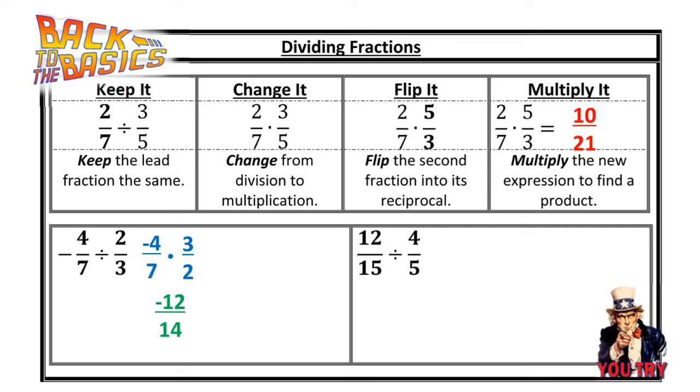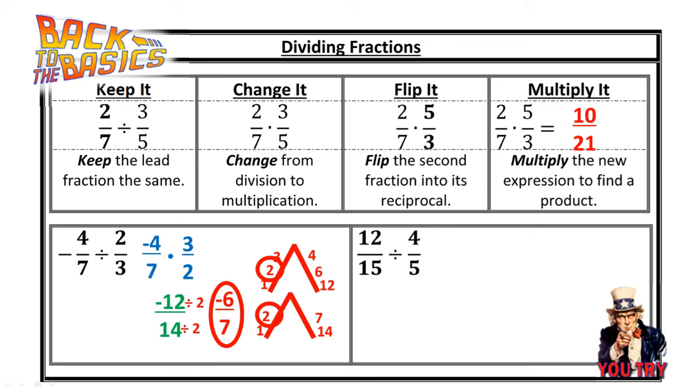-4 times +3 gives me -12. 7 times 2 gives me 14. And then I can just simplify from there. Take my factors for each. Find the number that is the biggest in both of these lists. It has to be a number that's common to both. Divide top and bottom by 2, I get negative 6/7. On your own, try the last problem. Remember, keep it, change it, flip it, and then multiply it.